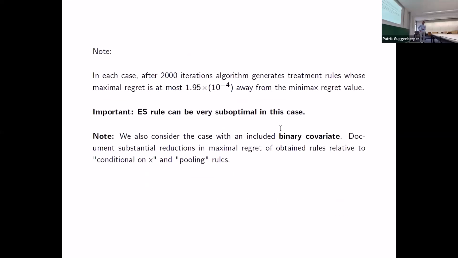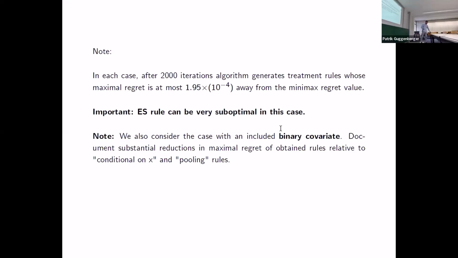Okay, so I mentioned all that. Yeah, and I already mentioned that we can also include a binary covariate. And here also, including binary covariate, we document that there are substantial reductions in maximal regret of the rules obtained by the algorithm relative to what is called conditional on X or pooling in the literature.